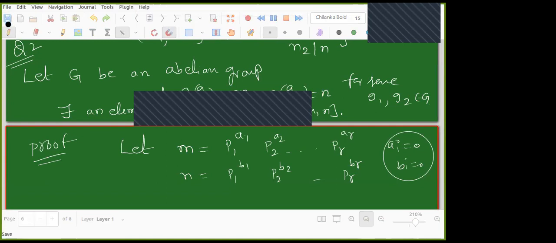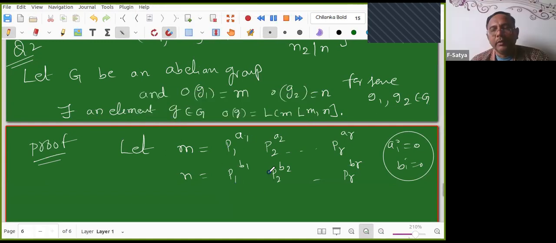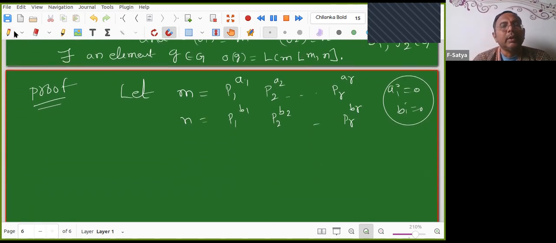Understood, sir. This is very easy. Some primes are here, some primes are not there. I'll add all of them so that both numbers have the same set of primes. I can assume that. That is not a problem. Yeah. So once we have this, what is the LCM of M comma N? You know that part, right?